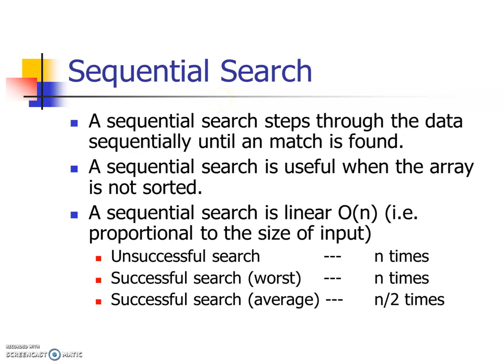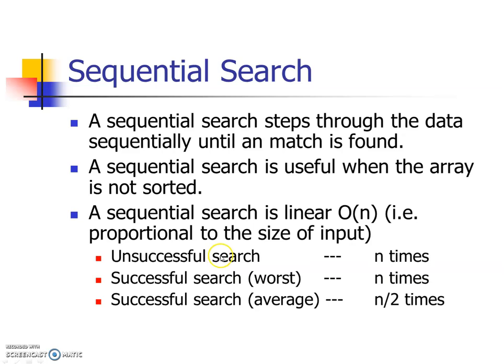So if you have 10 elements, you need to walk through all 10 elements. If you have 100 elements, you need to walk through about 100 elements, or until you find it. A sequential search is useful when the array is not sorted. Whatever elements the array has, you just search one by one. Here is some more detailed analysis.